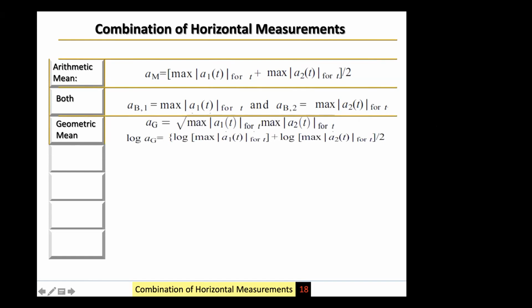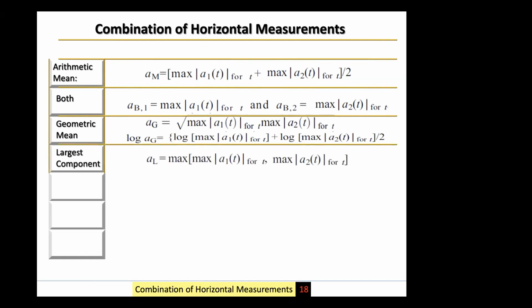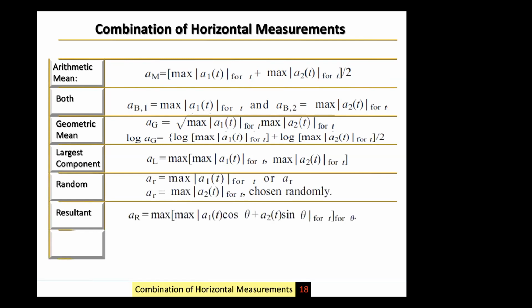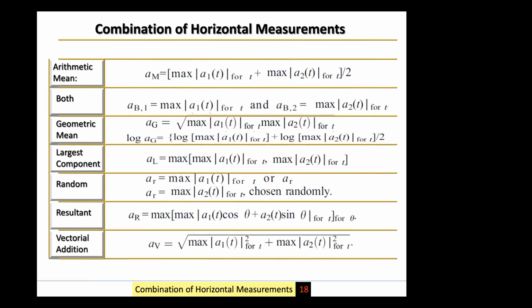You can take the geometric mean of these two components. These are all the techniques that have been used by different studies, but geometric mean is the most used and well-known one so far. You can also take the largest component: you have two horizontal components, and you take the one with the largest value. You can also select between these two randomly, or you can take the resultant between these two vectors, or you can take the vectorial addition. But just keep in mind that geometric mean is the most useful one.